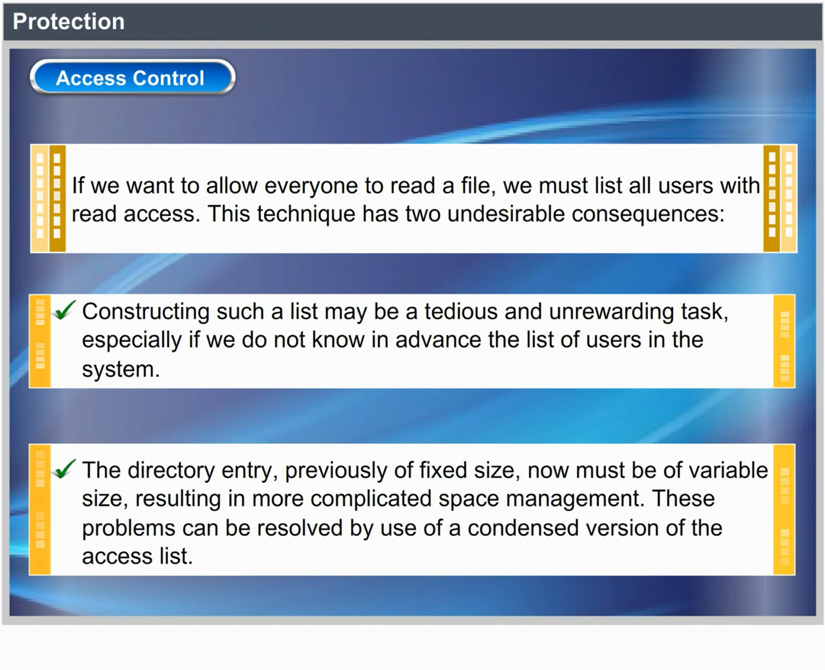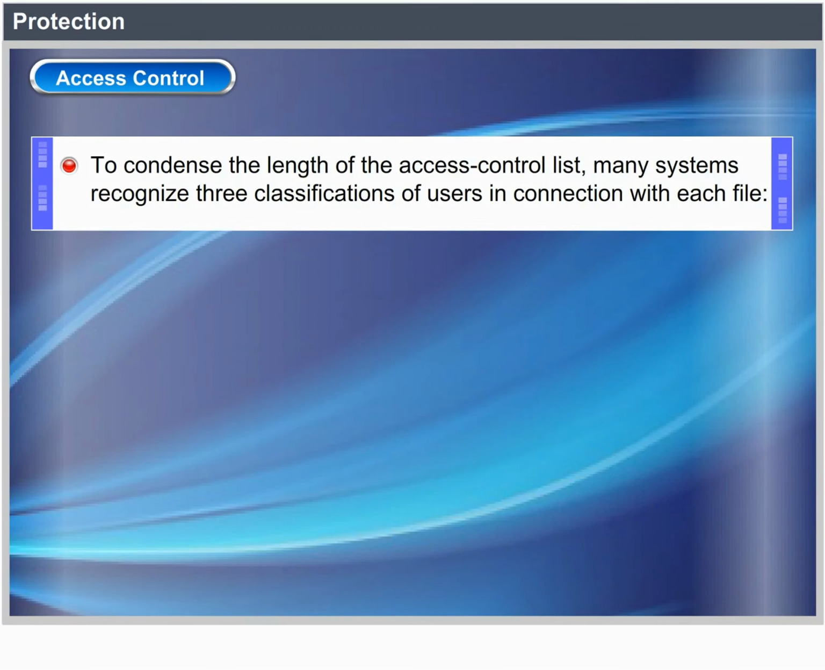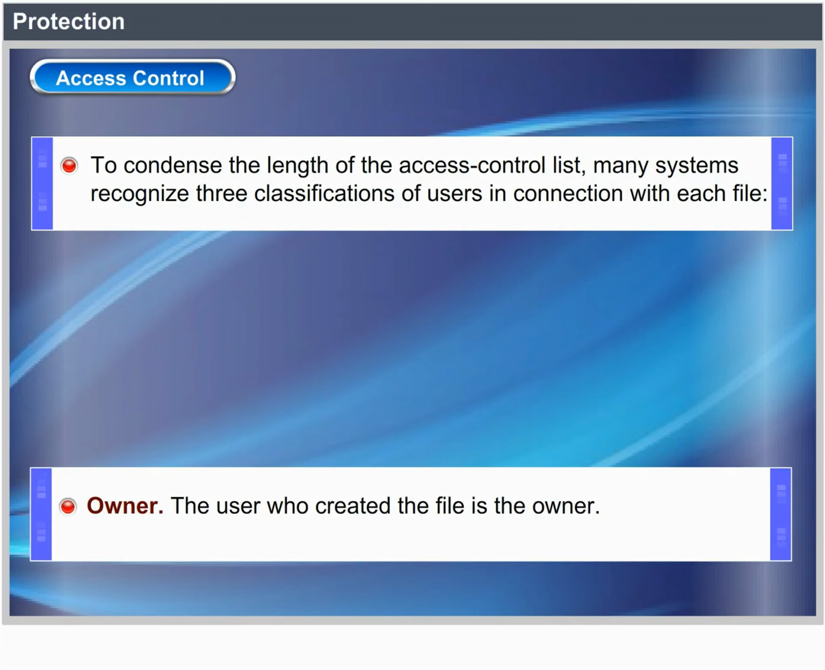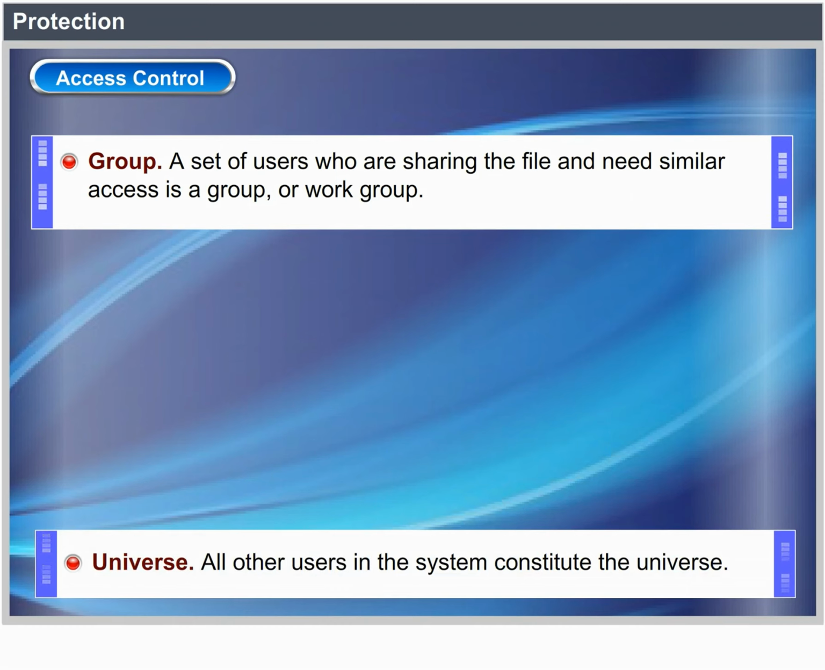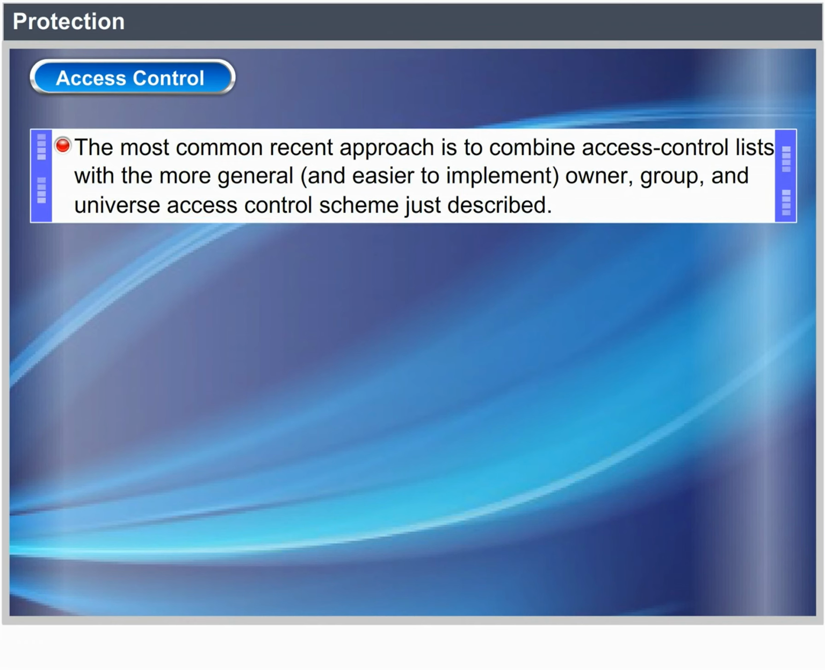To condense the length of the access control list, many systems recognize three classifications of users in connection with each file. Owner: the user who created the file is the owner. Group: a set of users who are sharing the file and need similar access is a group or work group. Universe: all other users in the system constitute the universe. The most common recent approach is to combine access control lists with a more general and easier to implement owner, group, and universe access control scheme just described.